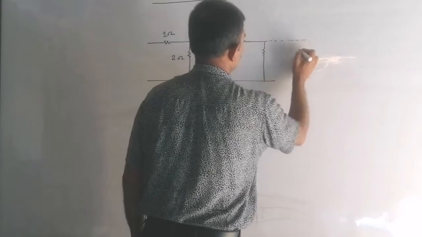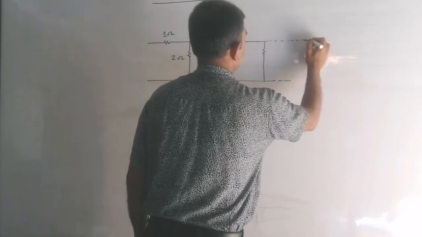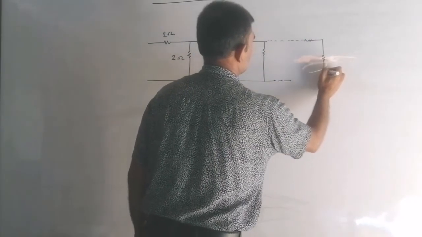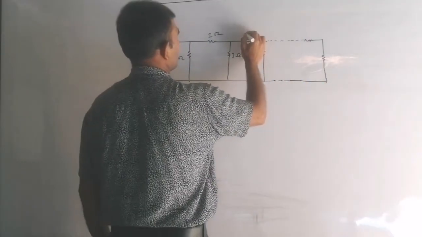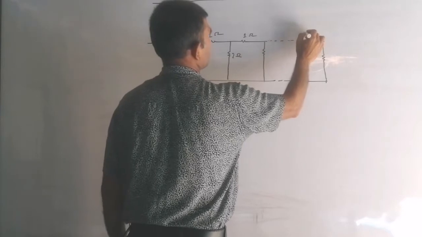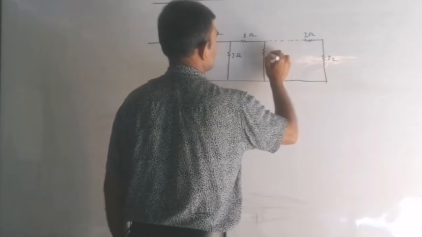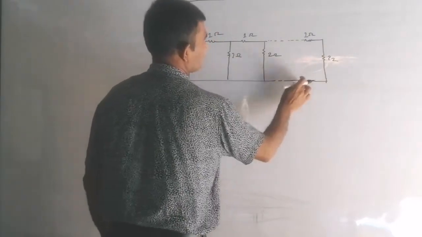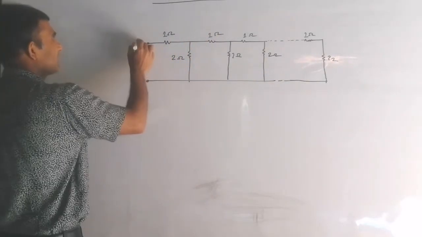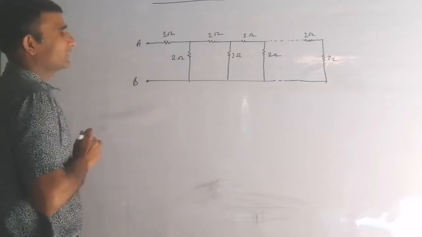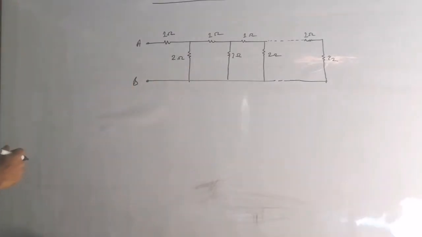Infinite means you can go on like this, and there are so many 1 ohm resistances and 2 ohm resistances. It does not mean there are only so many. And now you have to find the equivalent resistance between A and B. Can you find it?